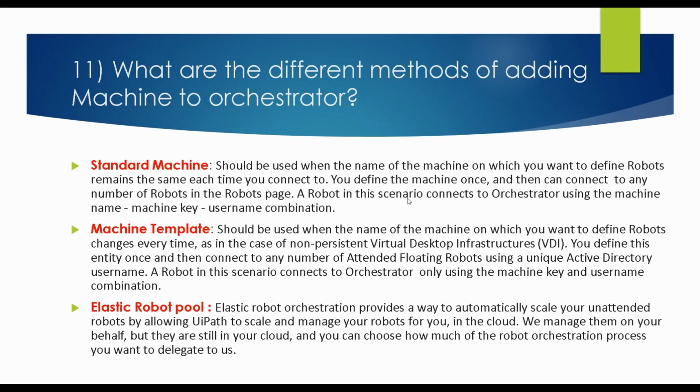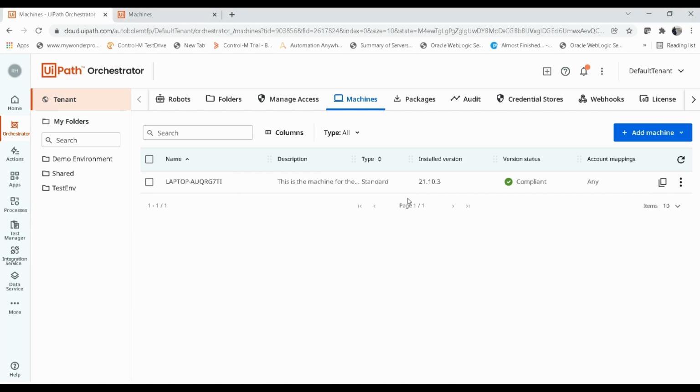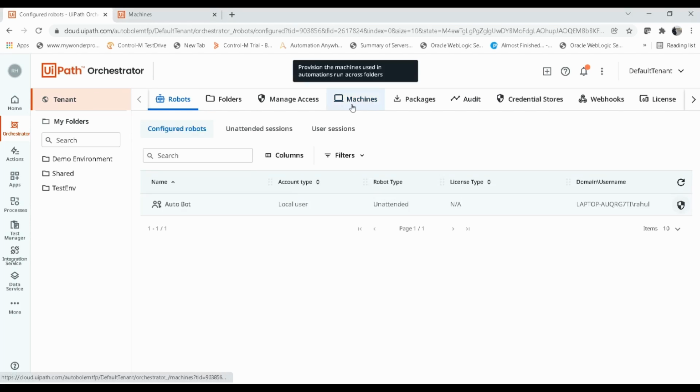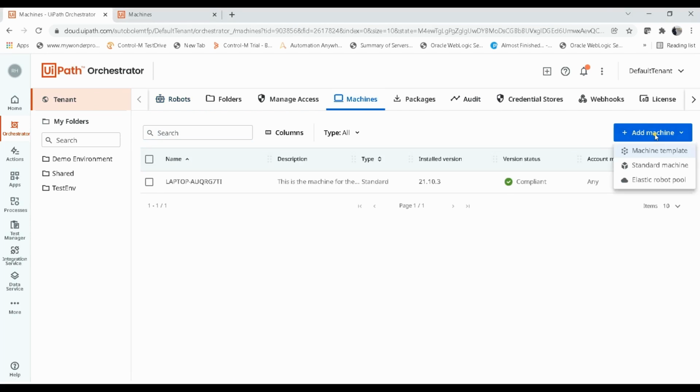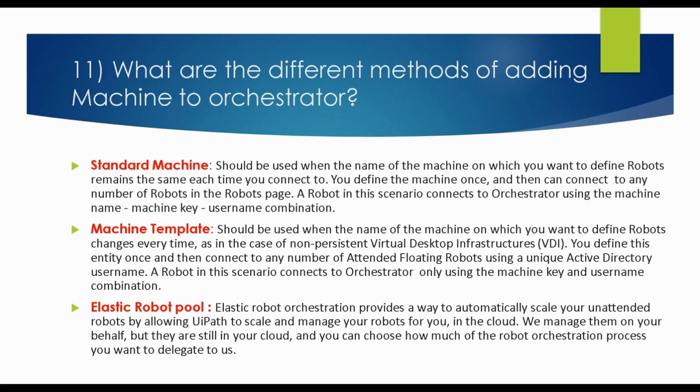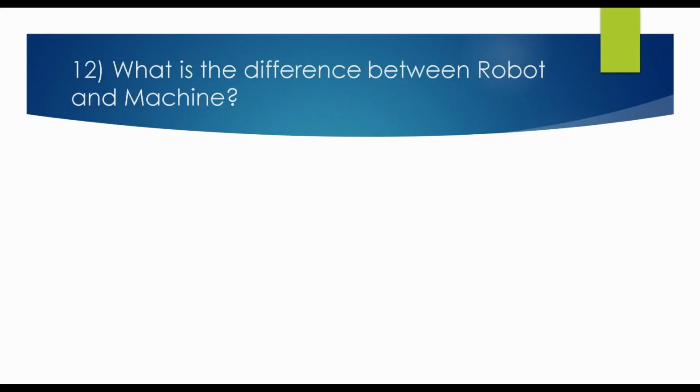Where you can find this is, you have to go to tenant, go to machines, and while adding a new machine, you can see all these templates: machine template, standard machine, and Elastic Robot Pool. So you can choose the template based on your working environment and how you are going to use these robots on a daily basis. So that's it.